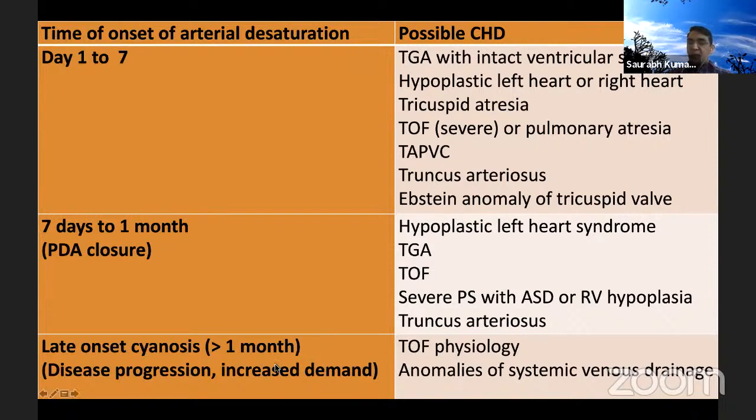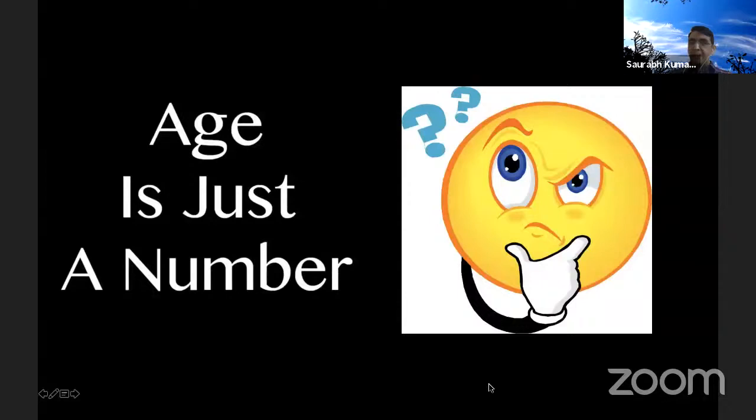And there can be late onset cyanosis, which is a manifestation of disease progression or increased demand of the baby, and typical conditions like pathophysiology and anomalies of systemic venous drainage.